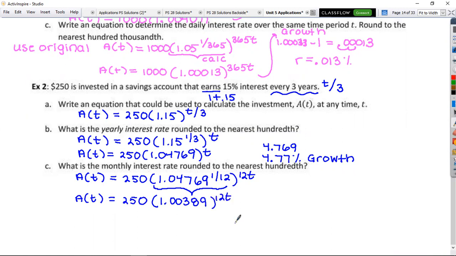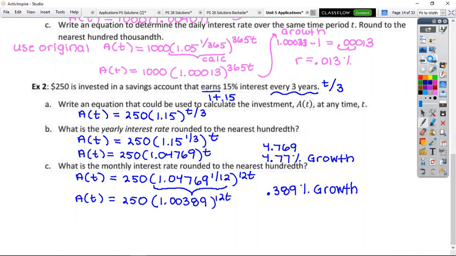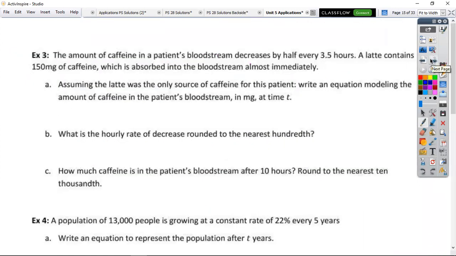And then you finish. So what's my percent on this one? It's still growth. Yep, awesome. 0.389% growth. Perfect. Again, that's a really small amount of interest to be earning on your money. Better than nothing, I suppose, though, right? You know, pennies add up over time. So very, very small. All right, next example.